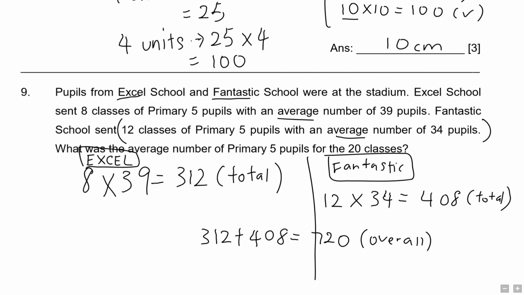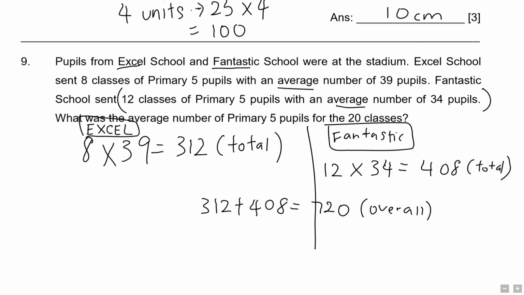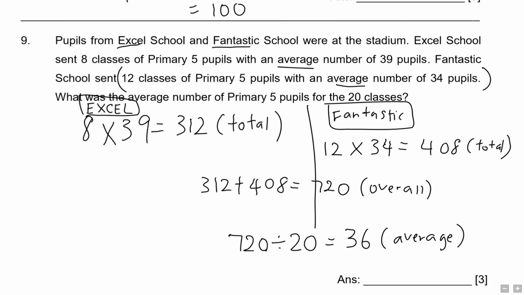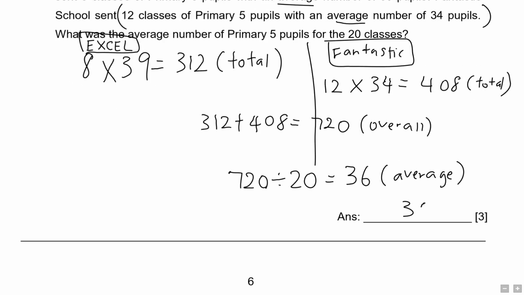Now the question is, what was the average number of P5 pupils for all the 20 classes? There are altogether 20 classes across the two schools, right? So if there are 720 in total, and altogether 20 classes, we want to find the average. We divide by the number of classes, which is 20. Again, with a calculator, each class is about 36. So this gives us the average. So the answer, 36.